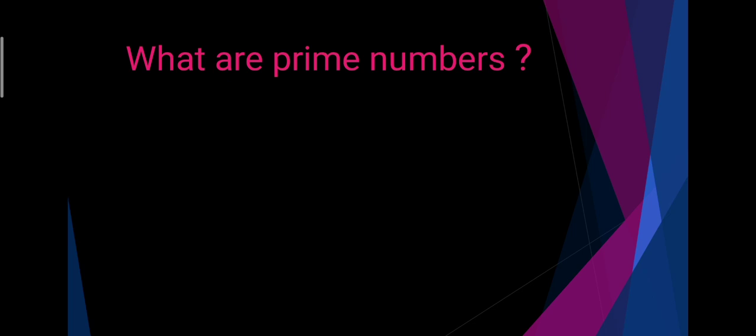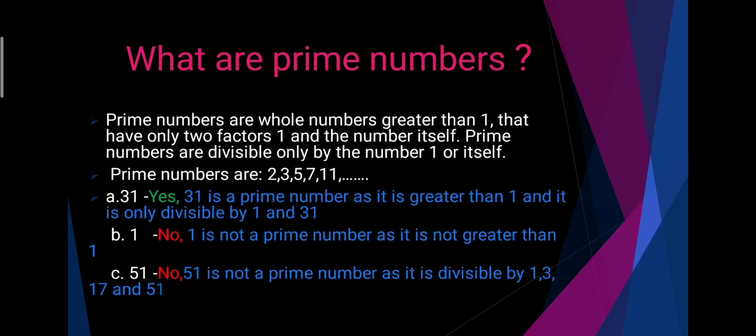So, what are prime numbers? Prime numbers are the numbers that are divisible by 1 or itself. They are whole numbers and are greater than 1. Example: 2, 3, 5, 7, 11. Let's look into some examples whether the numbers are prime numbers or not.